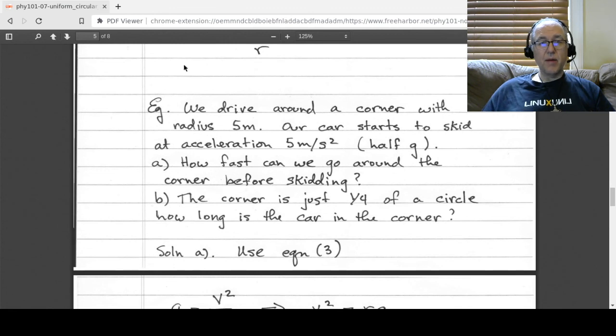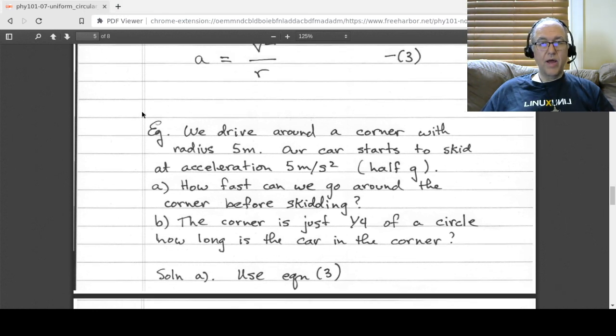All right, so my first problem is a very typical problem that's done for uniform circular motion. So we're driving around a corner with a radius of 5 meters. Okay, that's like a corner which has a radius of about 15 feet. 5 meters is about 15 feet. So it gives you an idea. And I tried to make the numbers fairly real life.